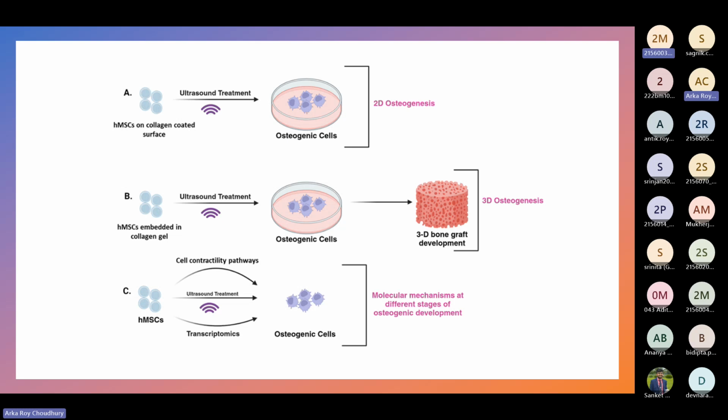And the transcriptomics means all the analysis of the transcription factors. That's it. This is all about the project. And HMSCs means human mesenchymal stem cells. We derived these from bones.